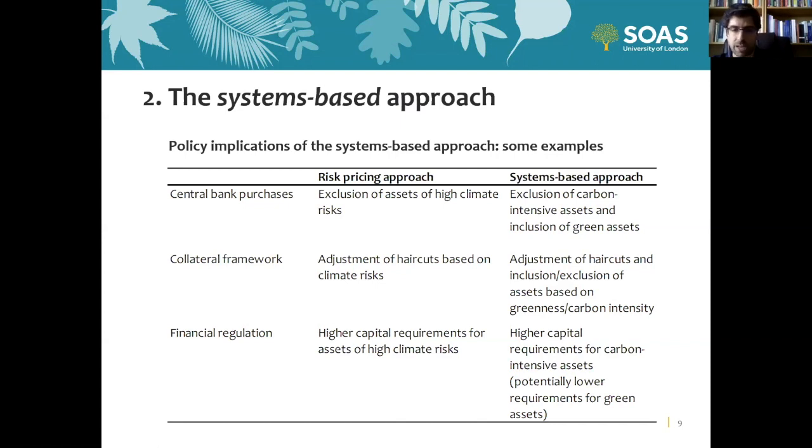In the case of the collateral framework, the starting point is not to reflect risks, but it is, again, to increase haircuts related to carbon-intensive companies, probably to exclude carbon-intensive assets, and at the same time to consider the possibility of supporting a little bit more some companies that seem to contribute to the transition to a low-carbon economy.